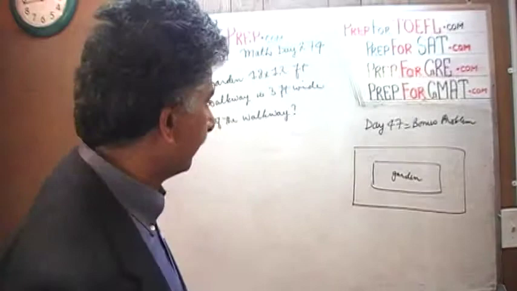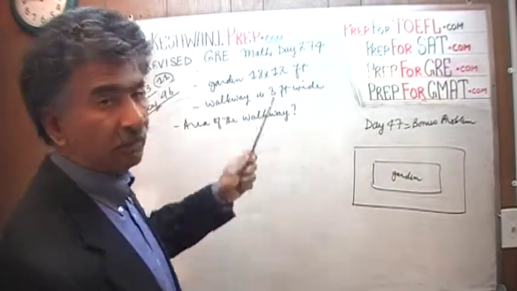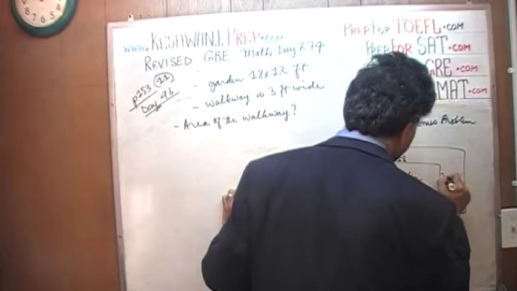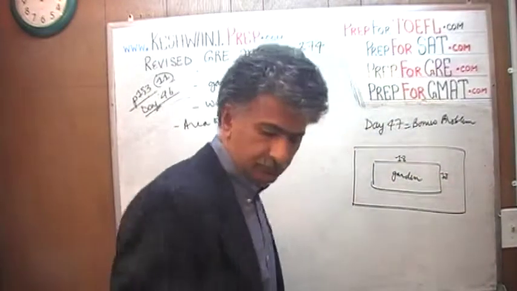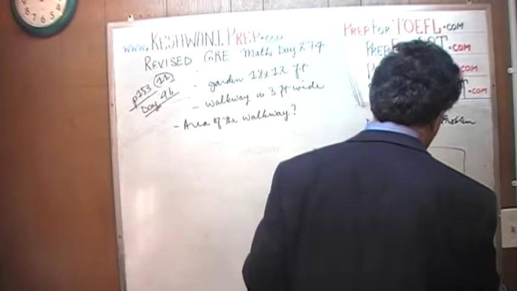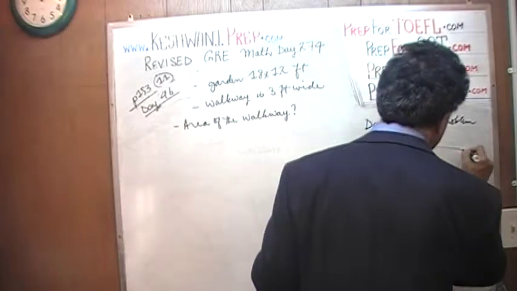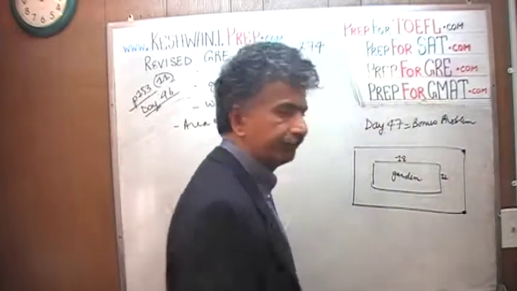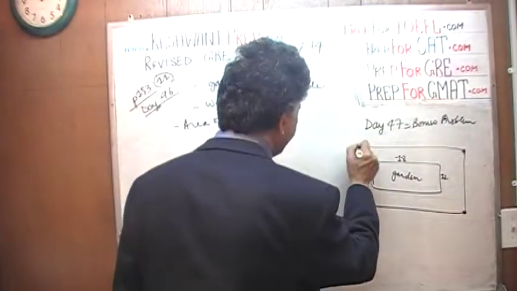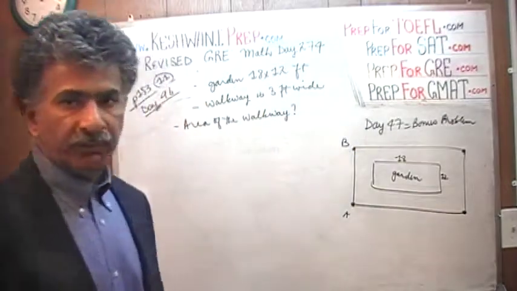Well, let's see what we can do here. We are told that the garden itself is 12 by 18. So this is 18 feet and this is 12 feet. That was the easy part. 18 by 12. Question is, how much is it from here to here? How much is it from point A to point B? Can we find that out?